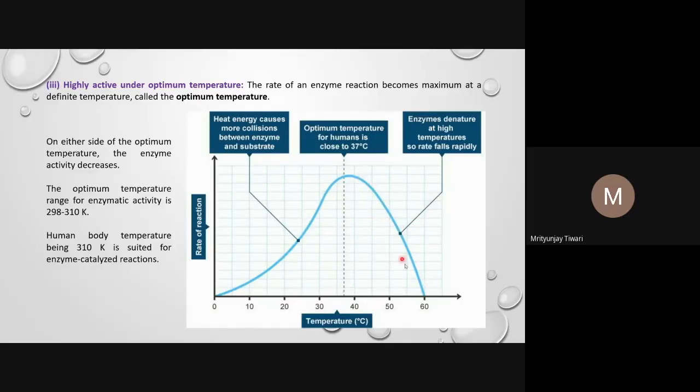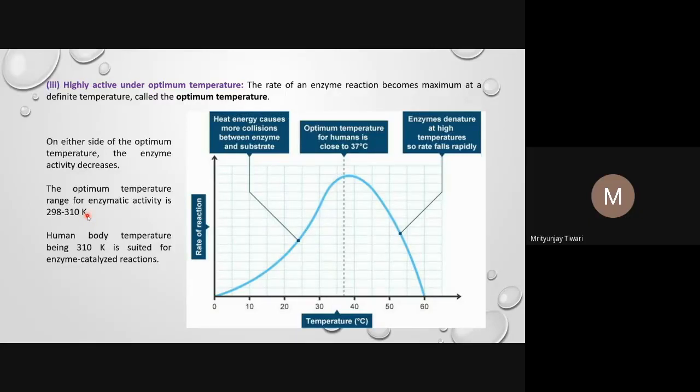So the enzyme activity is reduced after a certain temperature, and this temperature is called the optimum temperature. On either side of the optimum temperature, as you can see in this graph, the enzyme activity decreases. The optimum temperature range for enzymatic activity is 298 to 310 Kelvin. This is 25 degrees centigrade to 37 degrees centigrade or so. So this is the optimum temperature range.